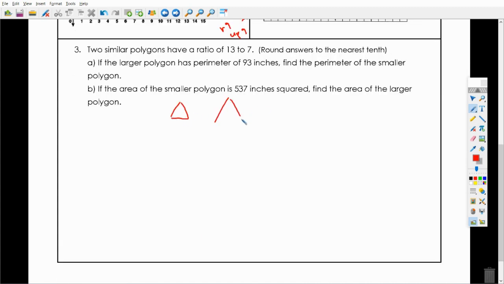Okay, so on to number 3 here. It gives us that we have two polygons of a similar ratio, 13 and 7. So I'm just going to draw a shape and give the side lengths 13 and 7. So what this tells us is the scale factor is 13 over 7, or you could put 7 over 13. But I prefer 13 over 7.